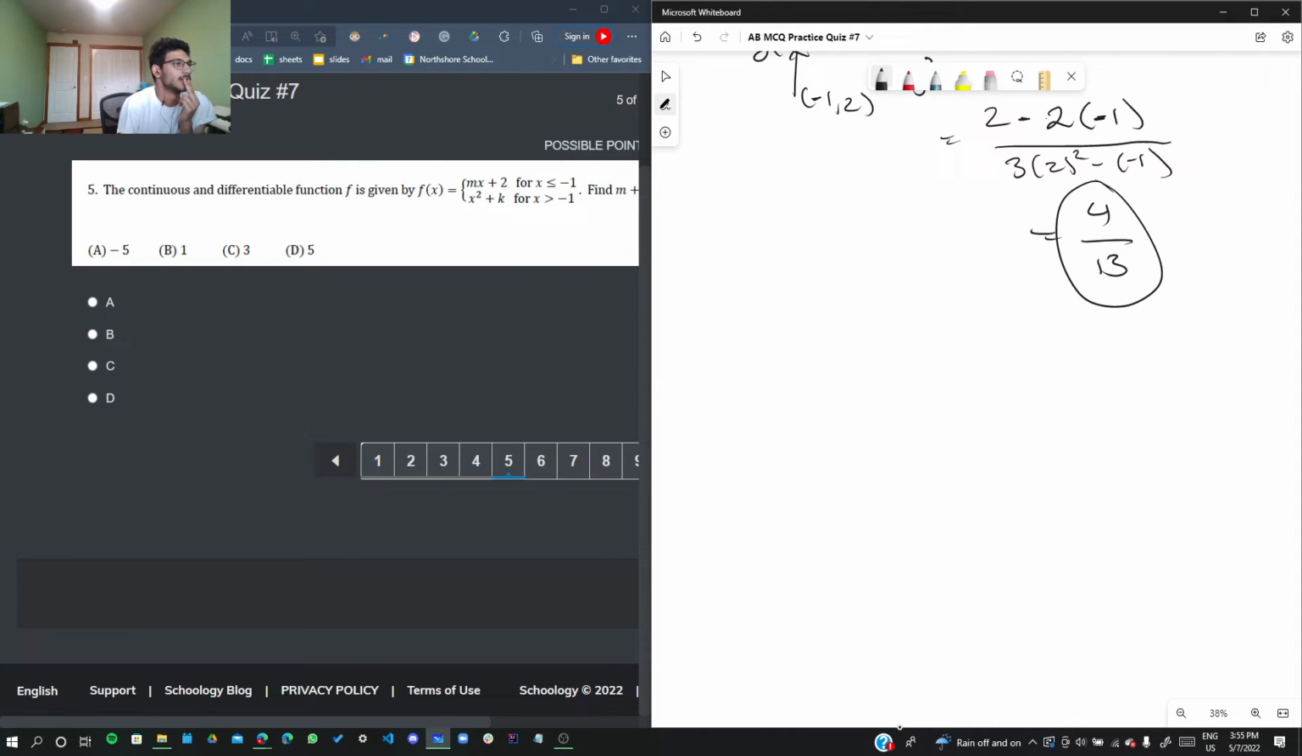5. Continuous and differentiable function. Okay, so this is continuous. So the right hand side must equal the left hand side, right?